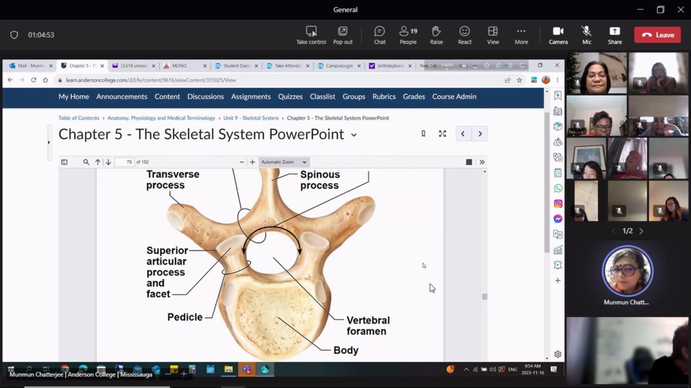What is the cerebrospinal fluid? The fluid which comes from the brain and fills the whole spinal cord. That is called the cerebrospinal fluid.